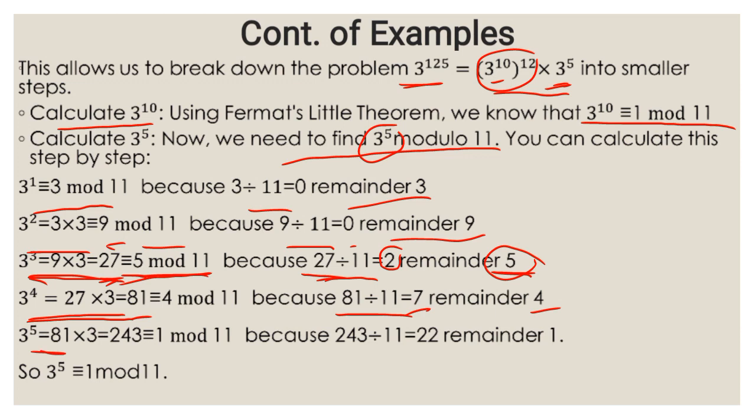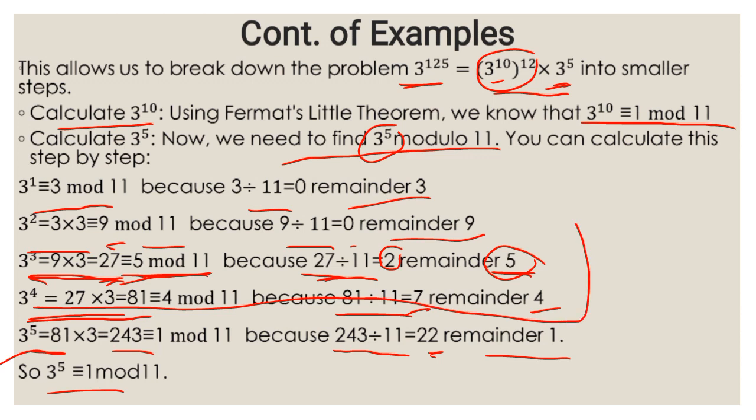And finally, we have 3 raised to the power 5, which is simply 243. Let's check. How many 11s are there in 243? 22. What's the remainder? Remainder 1. So we have found it. You might not necessarily need to do all of this part that I've done on the screen. I don't think you need all of this. I guess it's just to help you understand.